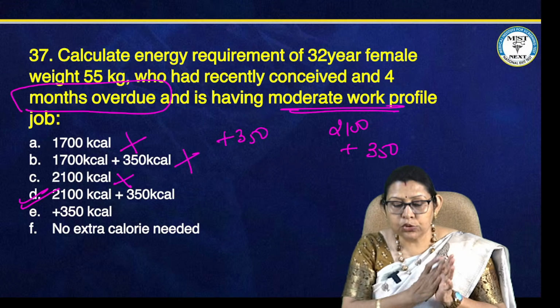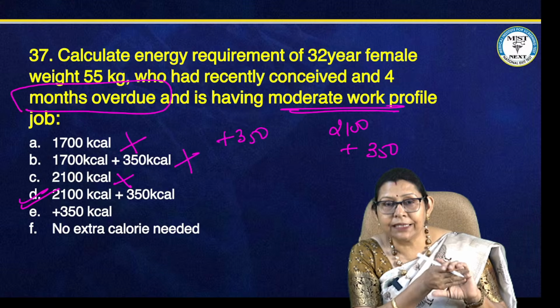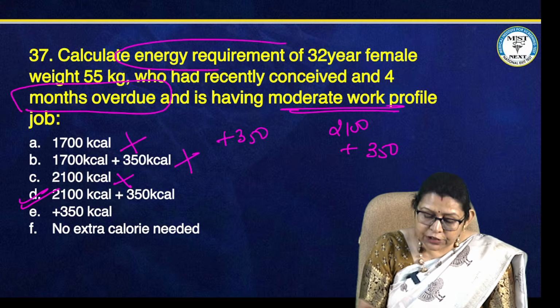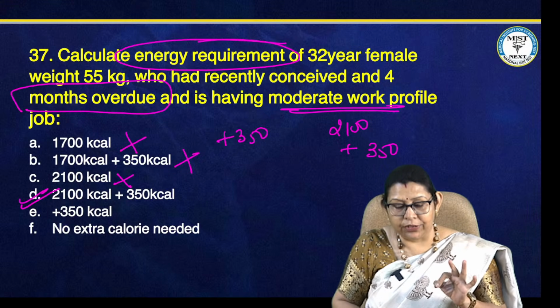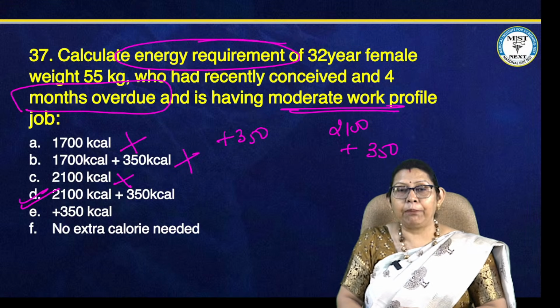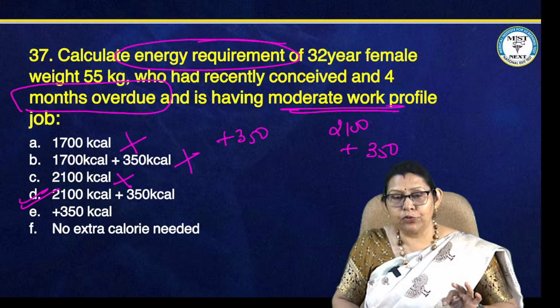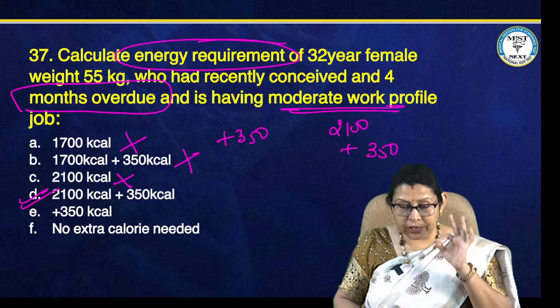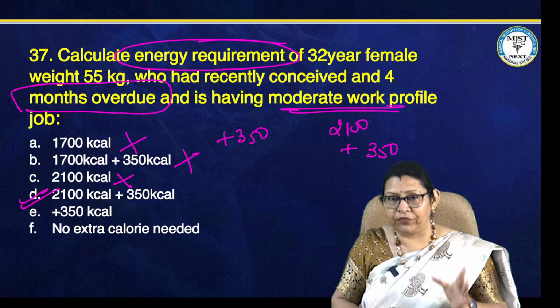ठीक है. Those who are answering beta E, that is an additional calories. उन्होंने बोला है calculate the energy requirement, मतलब total energy. यहाँ पे इस क्वेश्चन में यही ट्रैप है. अगर उन्होंने एक्स्ट्रा कैलोरी पूछा होता then the answer will be option E. टोटल कैलोरीज पूछा है तो 2100 plus 350. ठीक है बेटा.